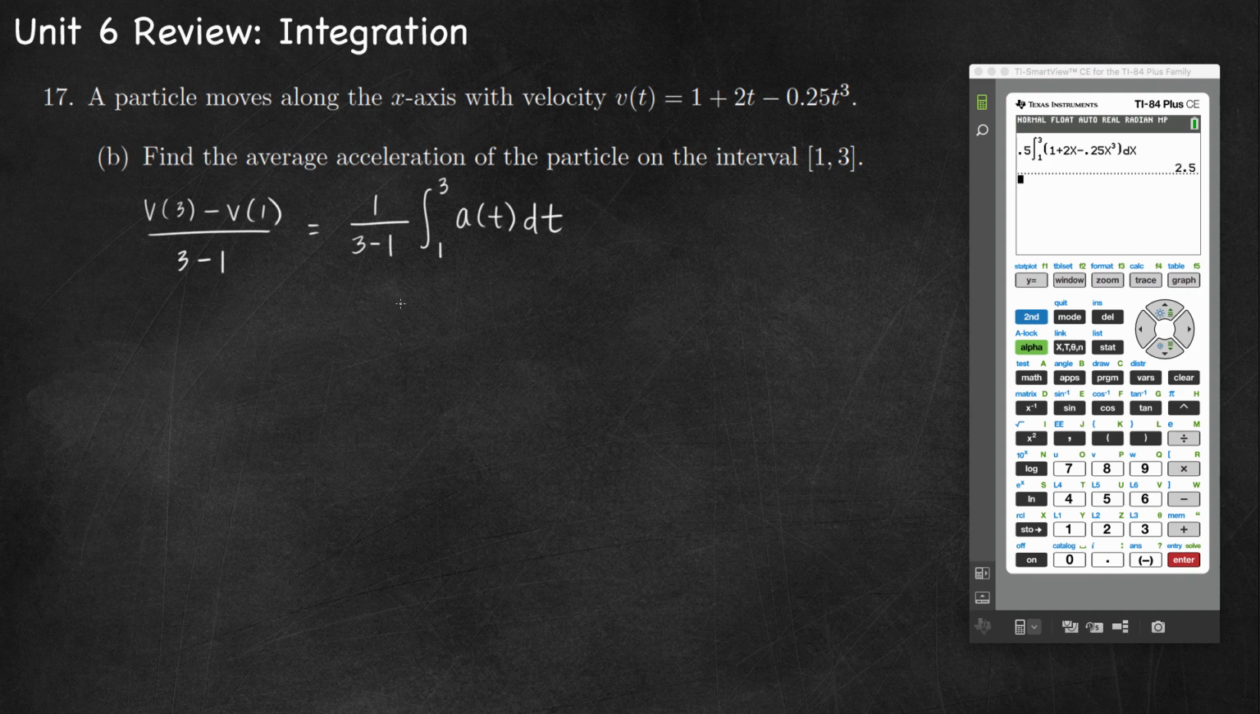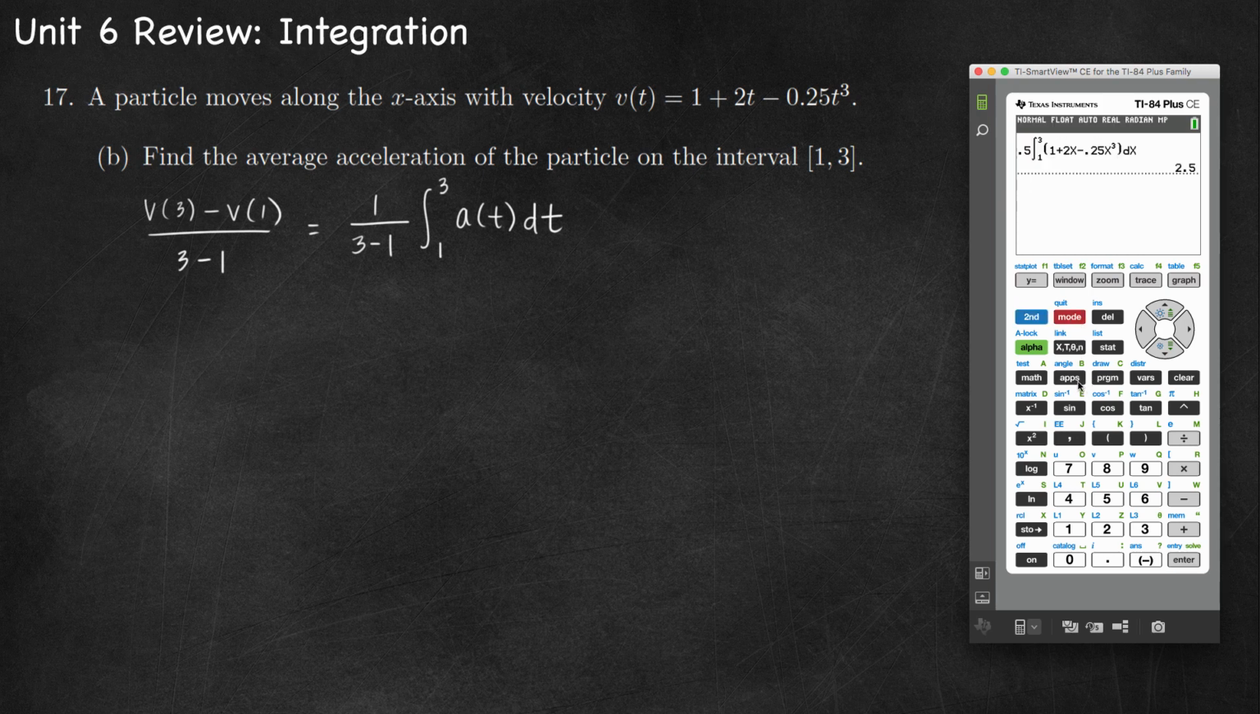However, for this problem, if we use the formula on the right, we have to have the acceleration equation, which we do not. It's not difficult to find the acceleration equation. We would just take the derivative of our velocity equation. But since we already have our velocity equation, it's probably going to be easier to use the formula on the left. So in my calculator, I'm going to go ahead and enter my velocity equation in y1. That's the 1 plus 2t minus 0.25 t cubed. So my velocity equation is in y1.